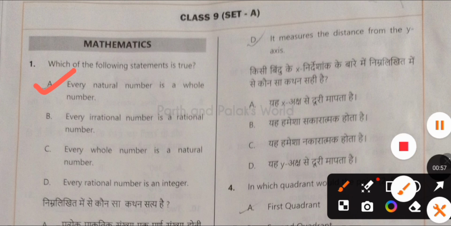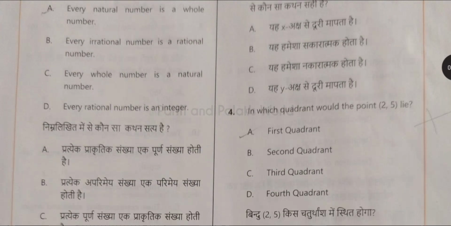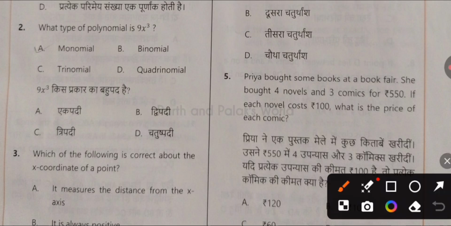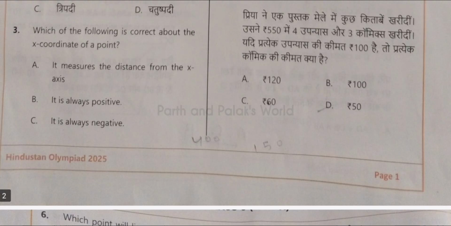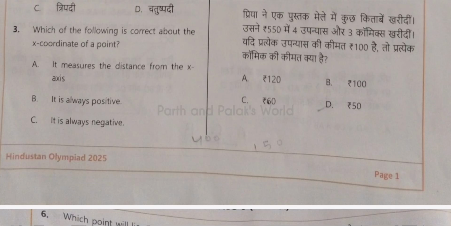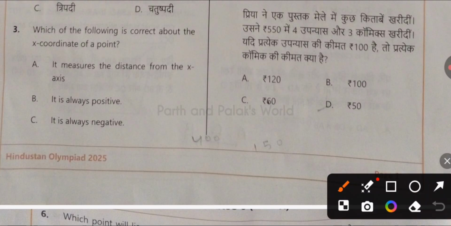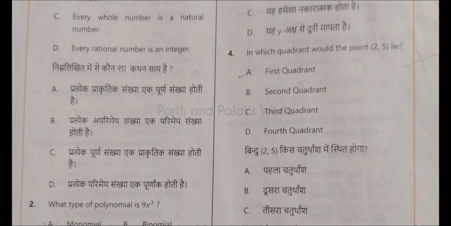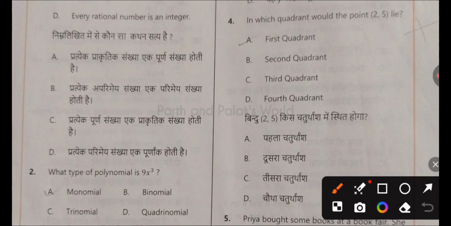Now let us proceed to the next question. Question number 2. What type of polynomial is 9x cube? So the answer would be option A. Monomial. Question number 3. Which of the following is correct about the x coordinate of a point? So the correct answer of this question is written in the next column, which is option D. Okay. So now let us proceed to question number 4. The answer of this question, in which quadrant would the point (2, 5) lie, is option number A.